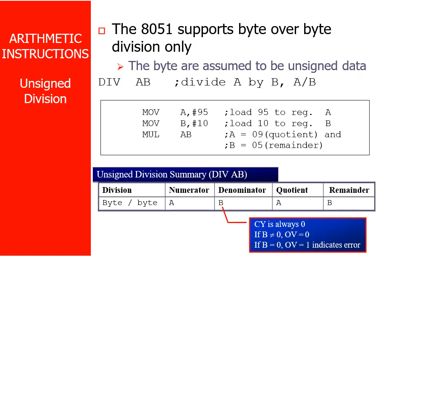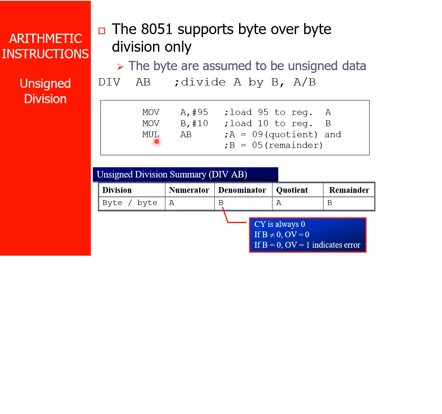Now, this one is DIV AB, not MUL AB. When you are doing DIV AB, A register will contain the quotient and B register will contain the remainder. For example, 95 and 10. 95 divided by 10. What is the quotient? 9. What is the remainder? 5. So A register will be 9 and the remainder will be in B register. So this is DIV AB.